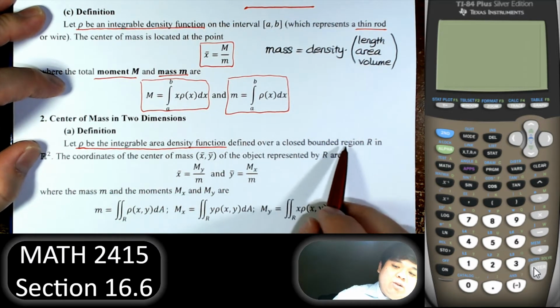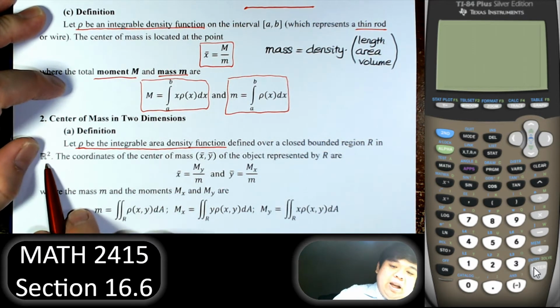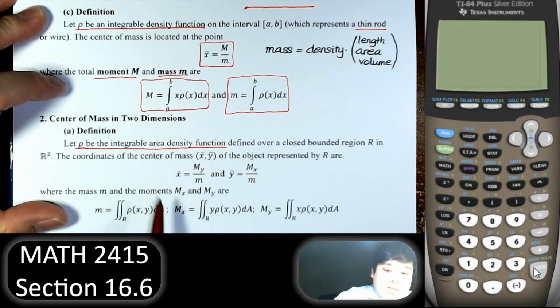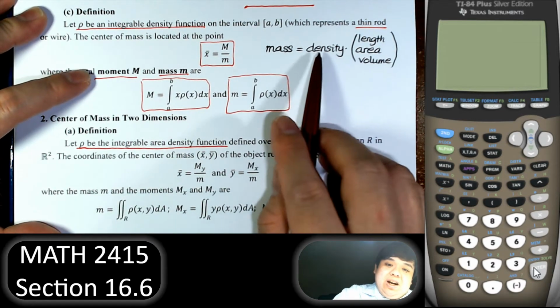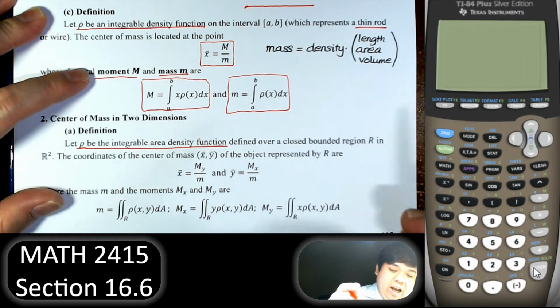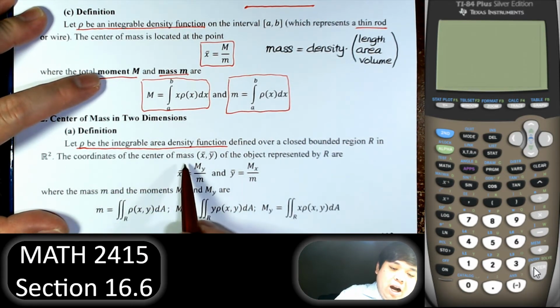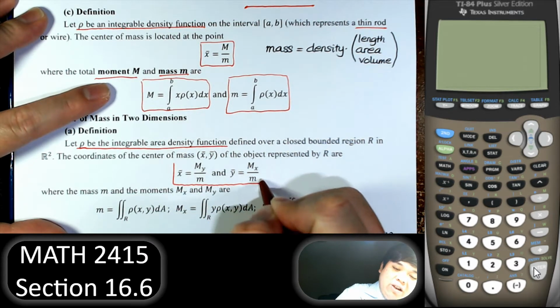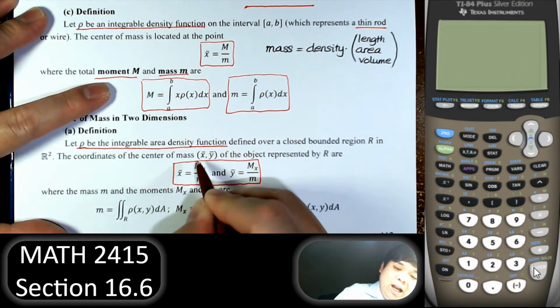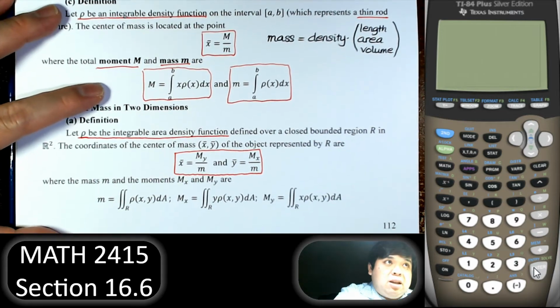Over a closed boundary region. Now this is a density function over R2, so this is a density for an area. The coordinate of the center of mass: because it is two dimensional, we have x bar and y bar, and that is the coordinate of the center of mass.